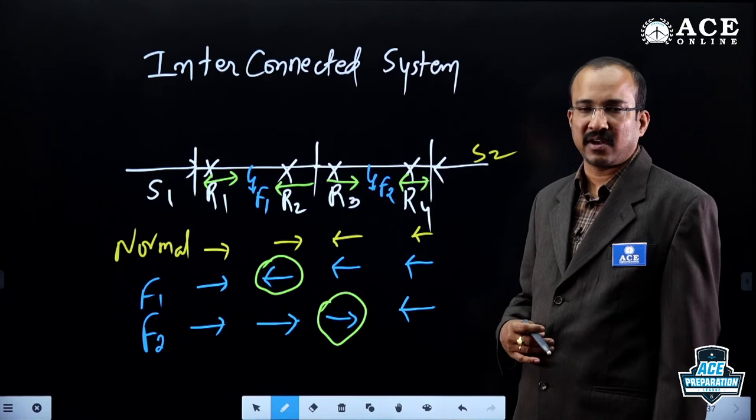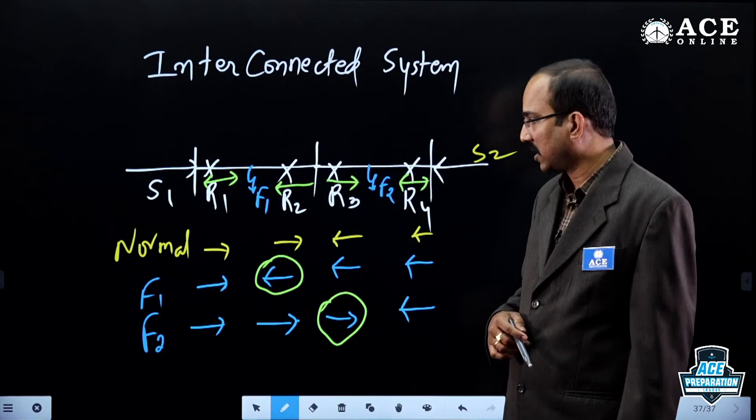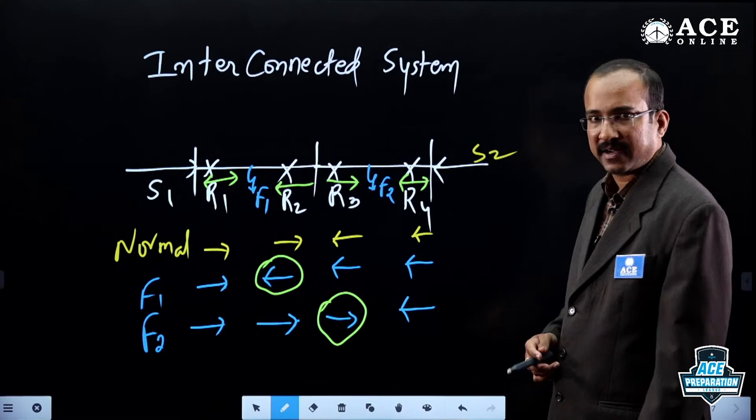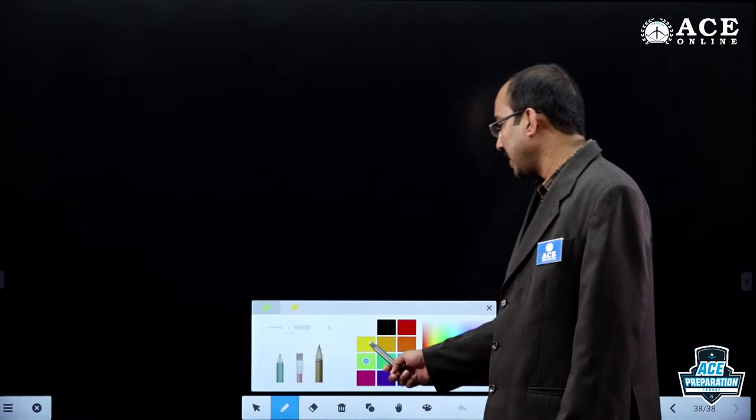If there is a change in direction of current, we can take it as what? A directional relay. And that set direction should be same as what? Fault current direction. And in case of interconnected system, minimum of 2 relays are to be operated for isolating the faulty section and healthy section.